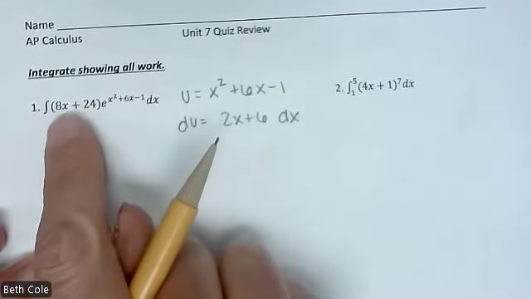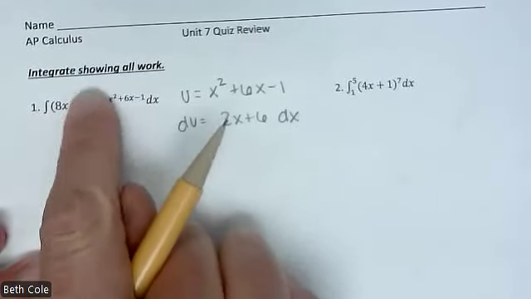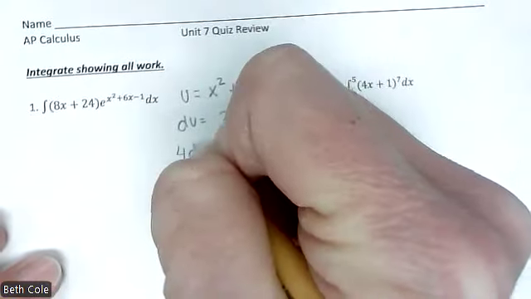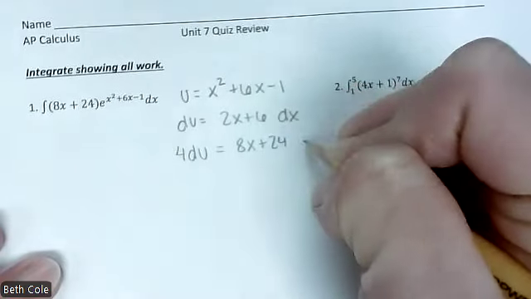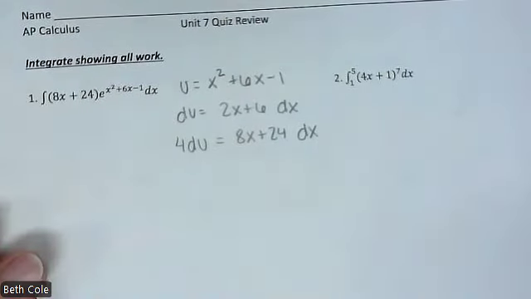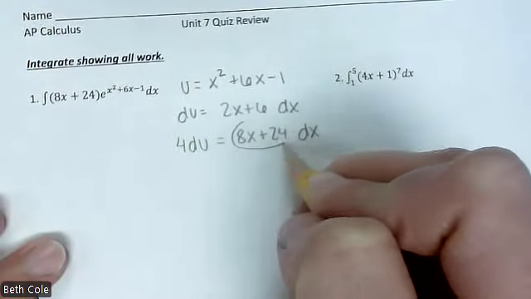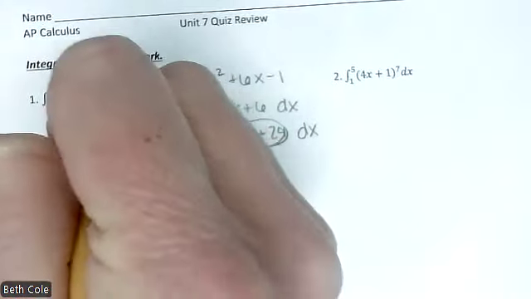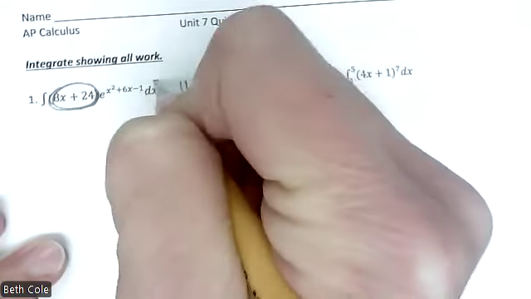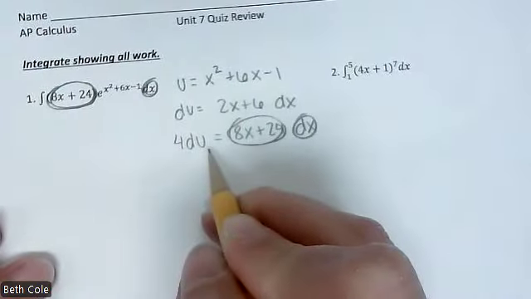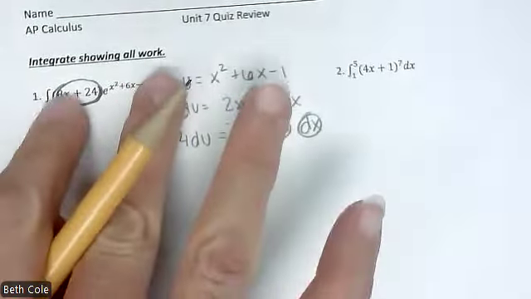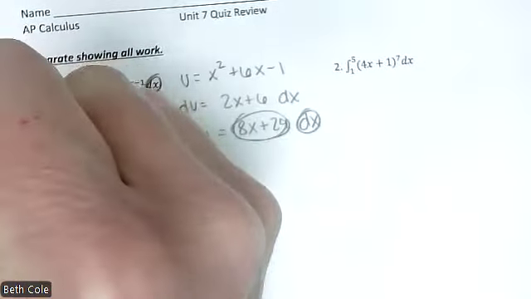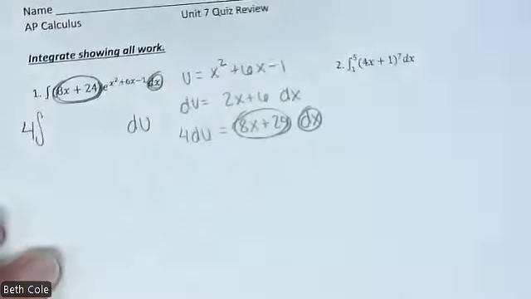If I multiply that by 4, I'm going to get this. So I'm going to do 4 du equals 8x plus 24 dx. And so then if you want to highlight, circle, underline, whatever you want to do, we're going to replace the 8x plus 24 and the dx with 4 du. So we're going to remove that stuff. It's u substitution. You're substituting. So we're going to remove that stuff, replace it with 4 du.